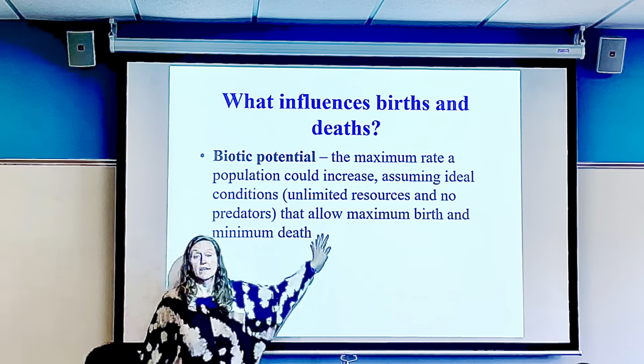So biotic potential can continue for a really long time, but at some point, resources become limited. So here's a graph of what happens in our area to many species because we have seasons. Because we have, for example, nutrients, which include water, oxygen, sunlight, all of these things become limited as we get into this time of year.